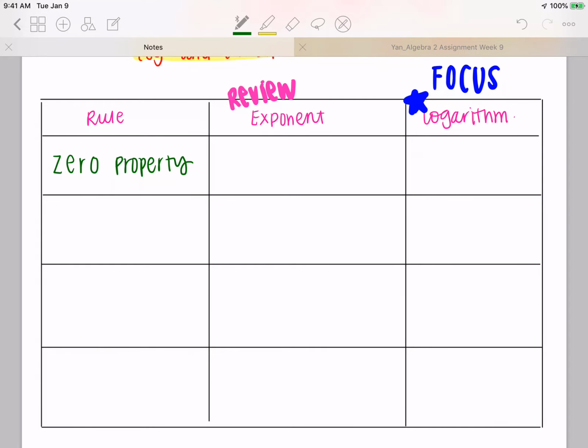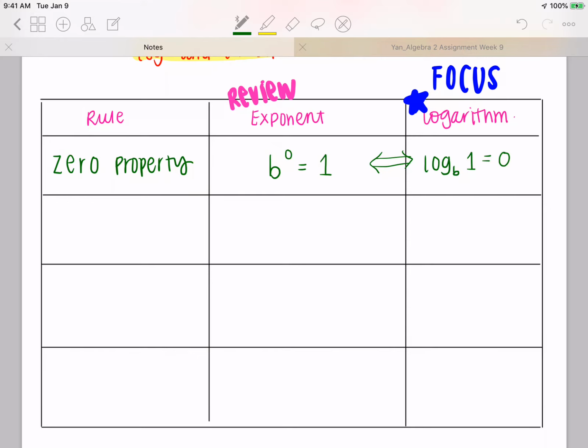Okay, so zero property in exponents is if I have anything raised to the 0 power, this is the same thing as saying 1. Okay, in the log form, if I have log base b of 1, this is going to equal 0. Because think about it, if I convert from exponent to log form, this is really how it looks. So keep in mind, no matter what your base is, if you have a 1 there, it equals 0.